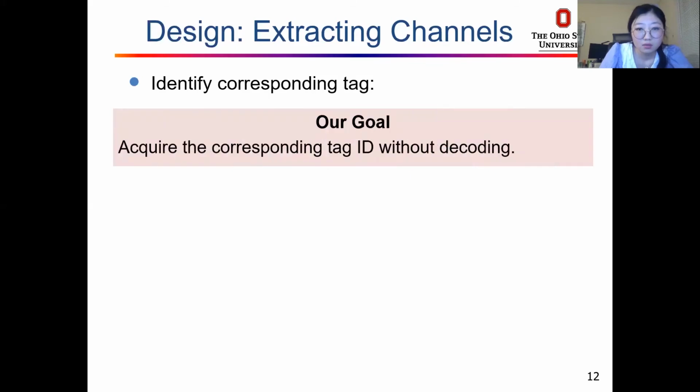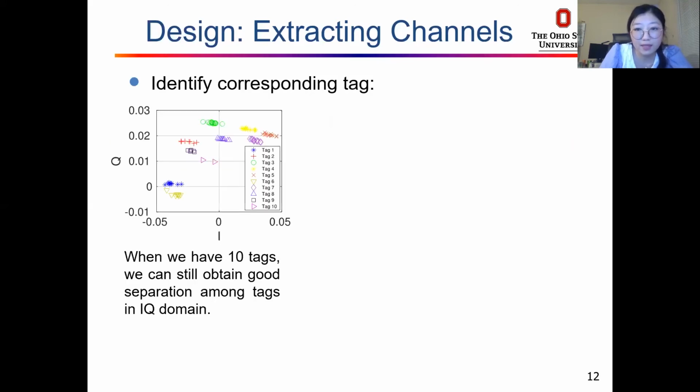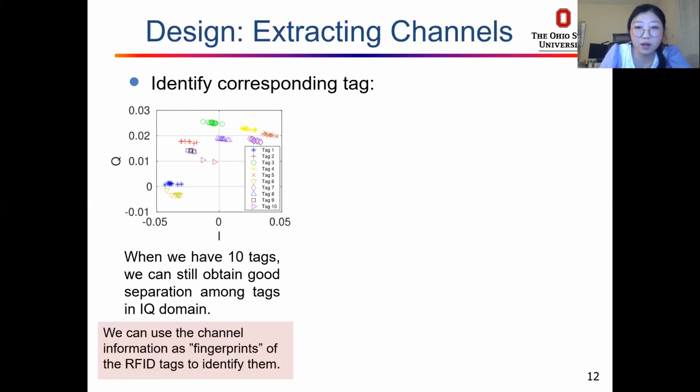After getting the channel of this tag, we need to identify the tag. Traditionally, the tag ID can be decoded from the EPC message. Hence, in our system, the goal is equivalent to acquiring the corresponding tag ID without decoding. Due to the channel fading and multipath effect, the channels between different tags and the reader are different. Hence, we can use the channel information as a fingerprint of the RFID tags to identify them.